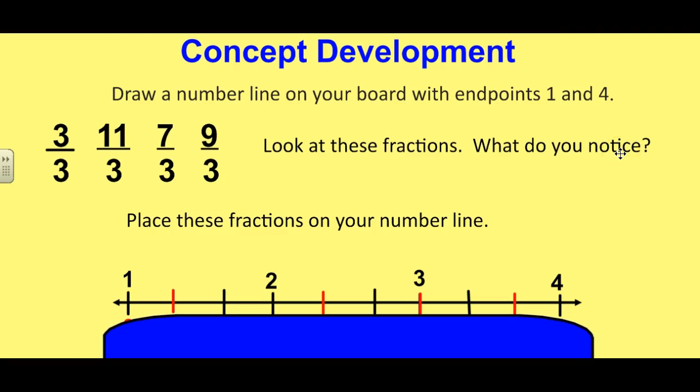Okay, there. So this is what your number line should look like, where it's got 3 different sections in between each whole number. And then we have got to put these fractions on the number line. So we're not putting any other fractions, we're just putting these numbers on the fraction number line.